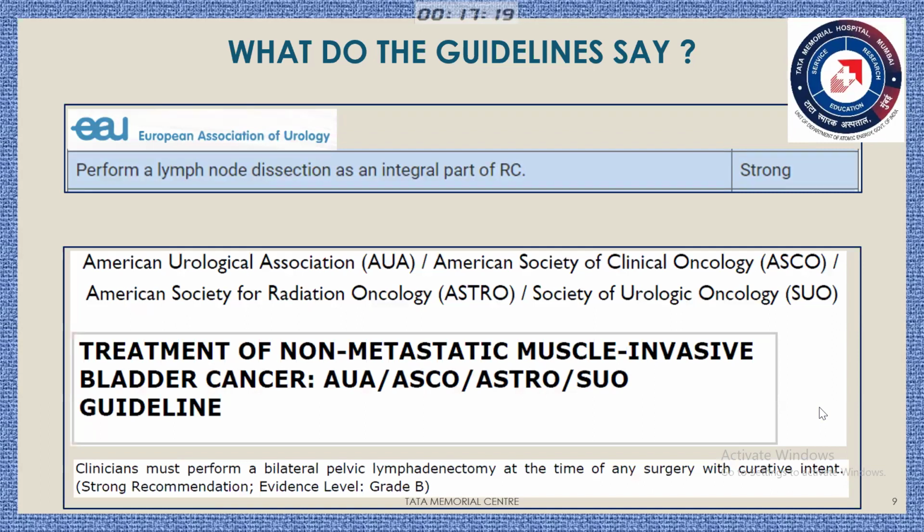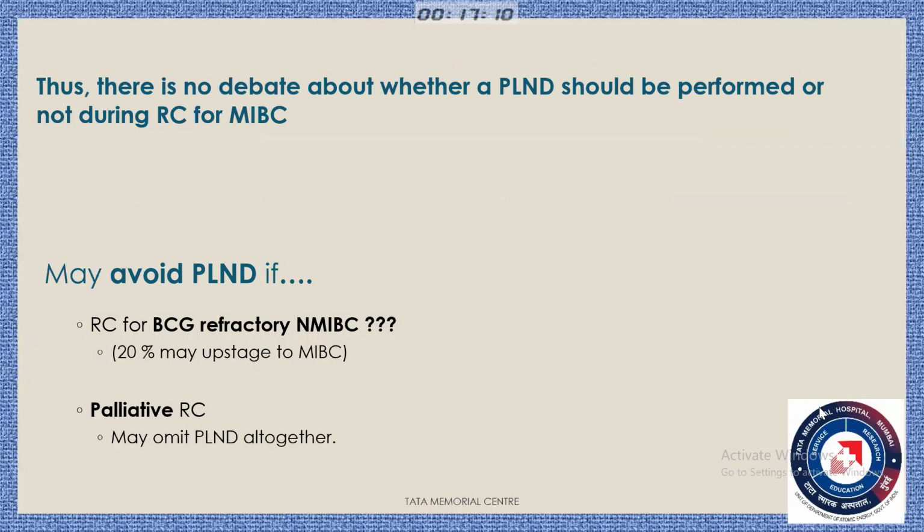The guidelines also correlate with this. EAU and AUA both agree that pelvic lymph node dissection should be an integral part of radical cystectomy. Earlier, we used to avoid pelvic lymph node dissection in patients with high risk MIBC and very high risk patients. But in them also, recent data is showing that 20% upstage to muscle invasive disease, and so a standard pelvic lymph node dissection should be done in them. The only condition where PLND can be avoided is doing a palliative RC in a setting of intractable bleeding or pain.